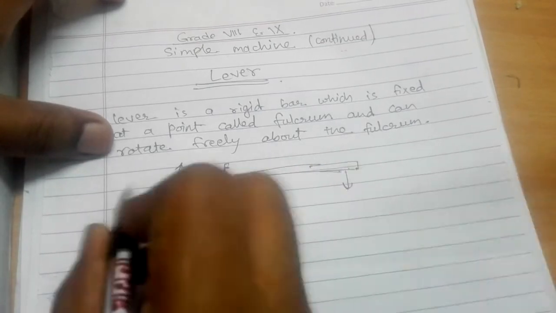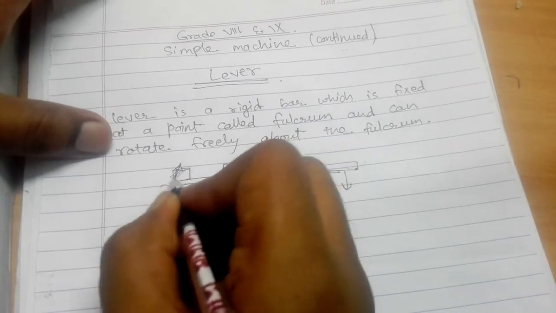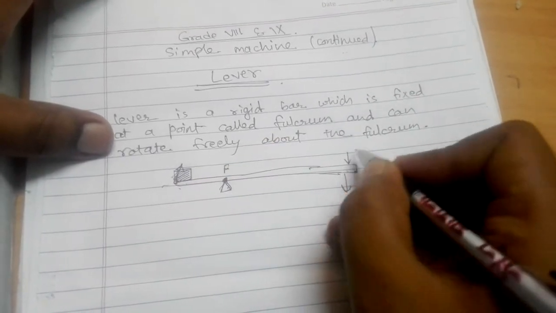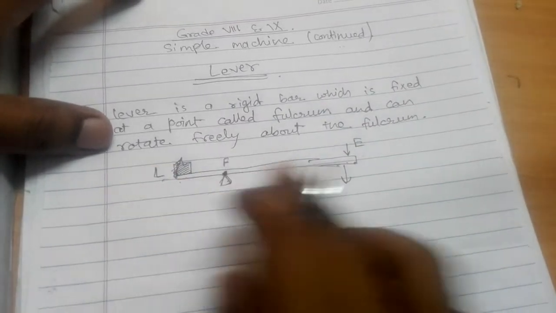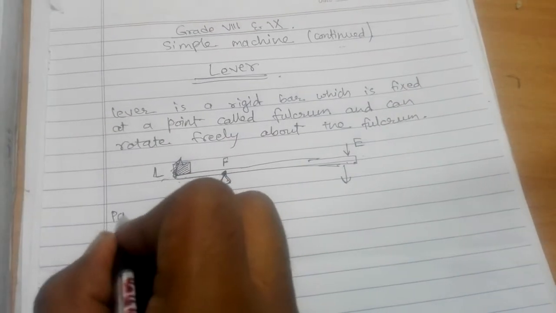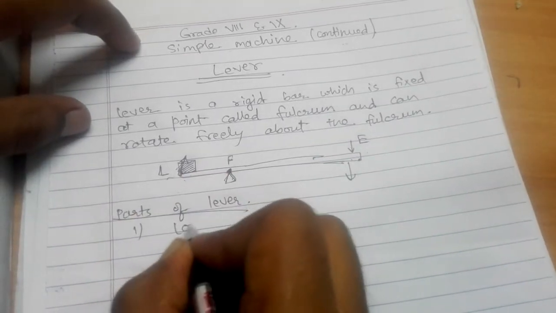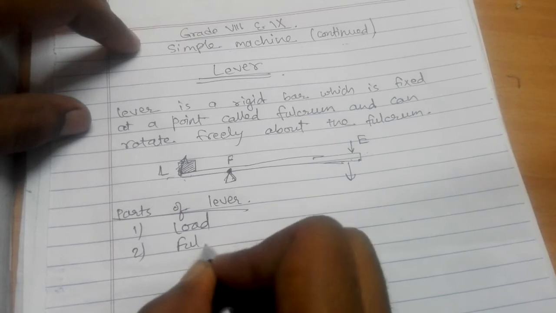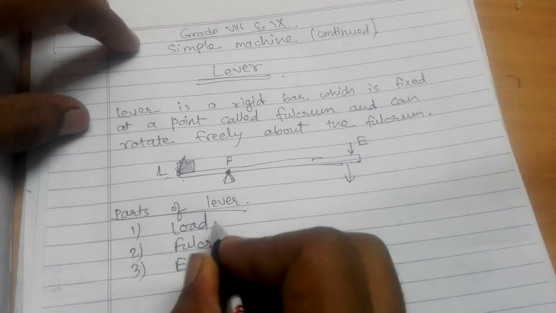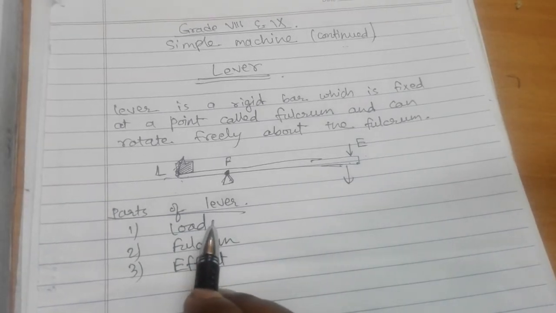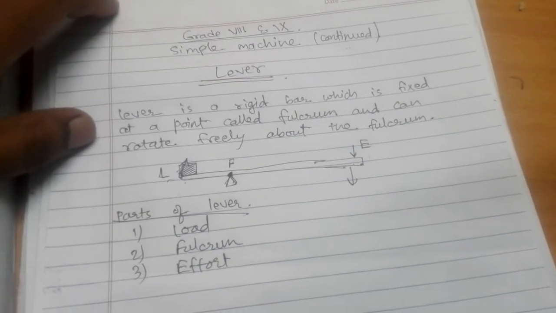On either side and at either point you can keep the load at one point and apply effort at another point. A lever always consists of three parts. Parts of lever: number one, load. Number two, fulcrum. And number three, effort. Load is the part of lever where the lever performs work, whereas effort is the part of lever where the user performs work.